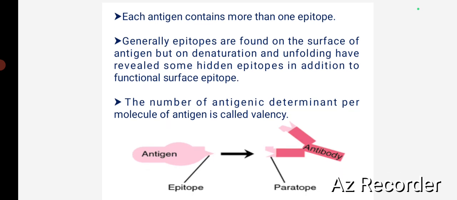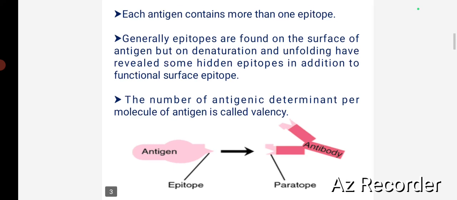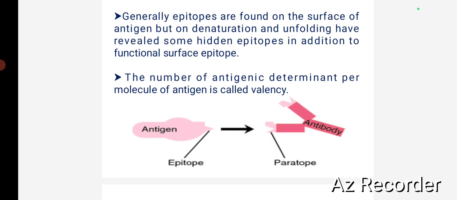Each antigen contains more than one epitope. Generally, epitopes are found on the surface of antigen, but denaturation and unfolding have revealed some hidden epitopes in addition to the functional surface epitopes. The number of antigenic determinants per molecule of antigen is called valency. The picture shows the antigen, and the surface of the antigen which has the epitope.